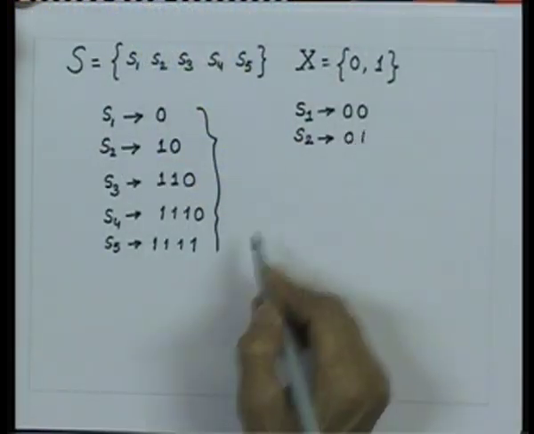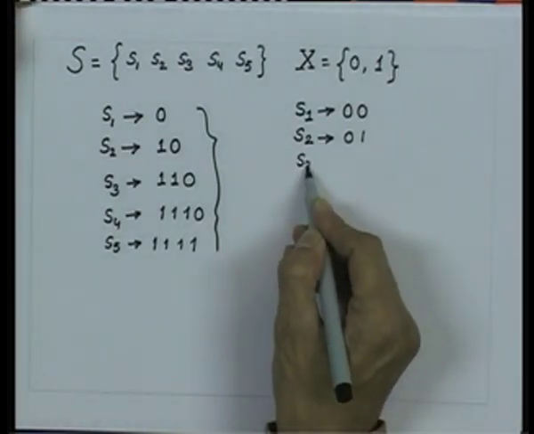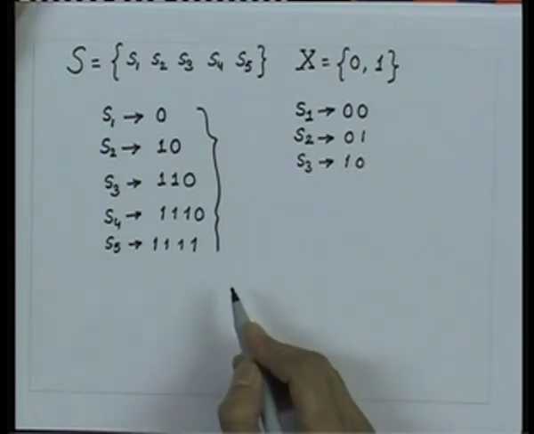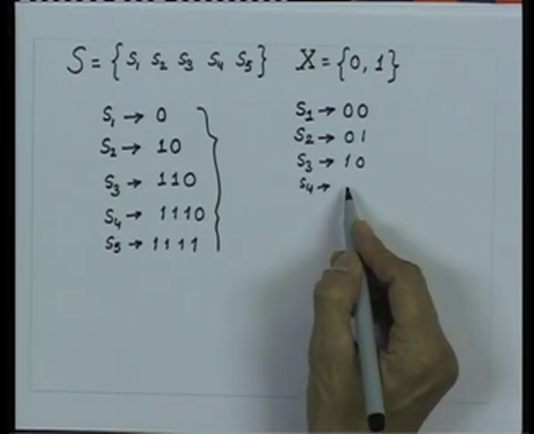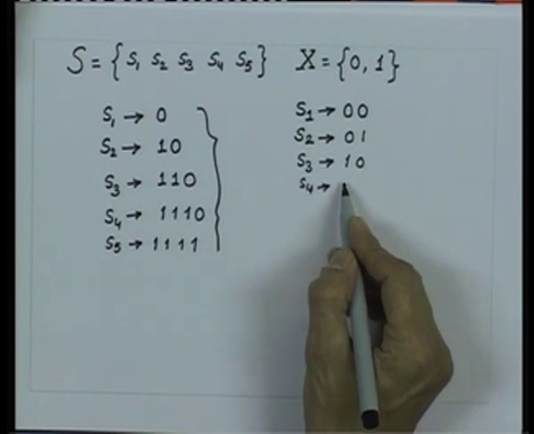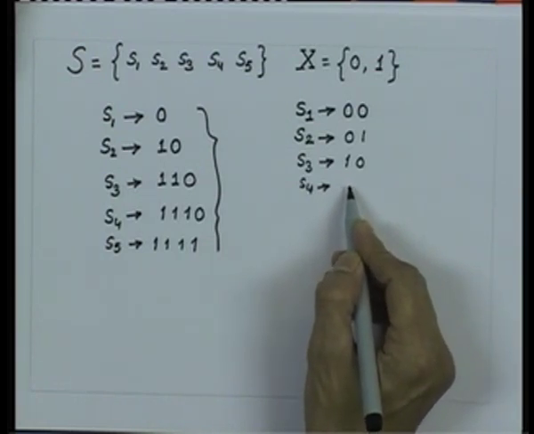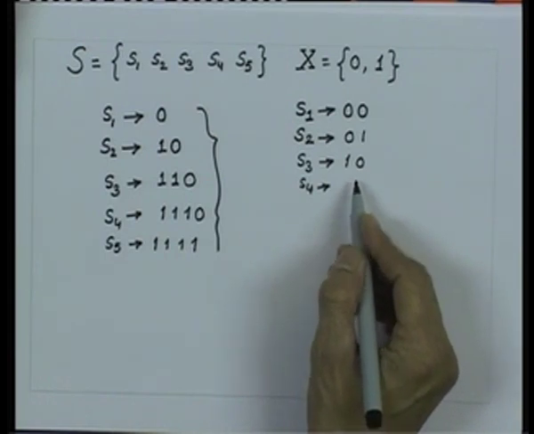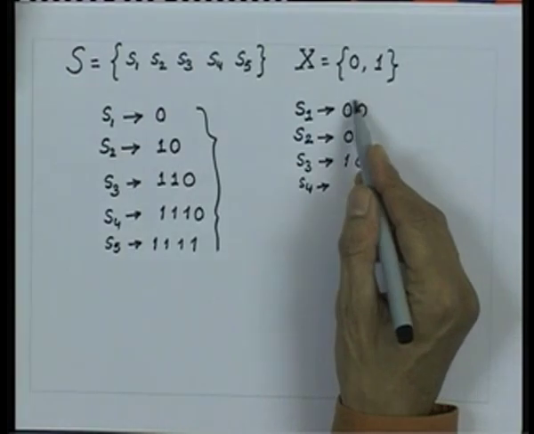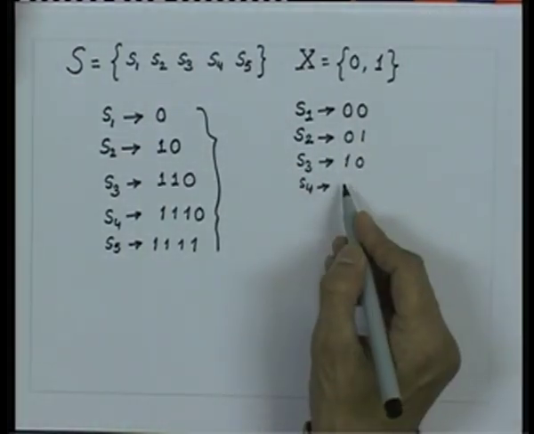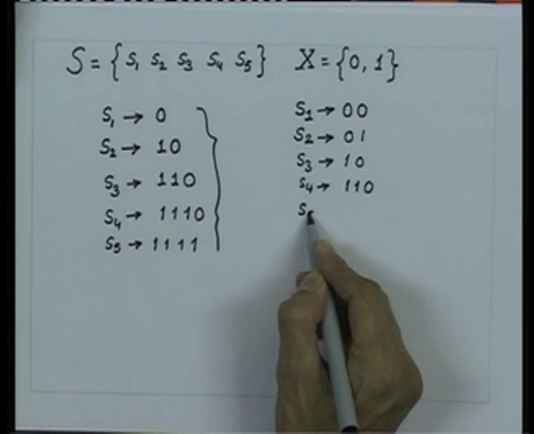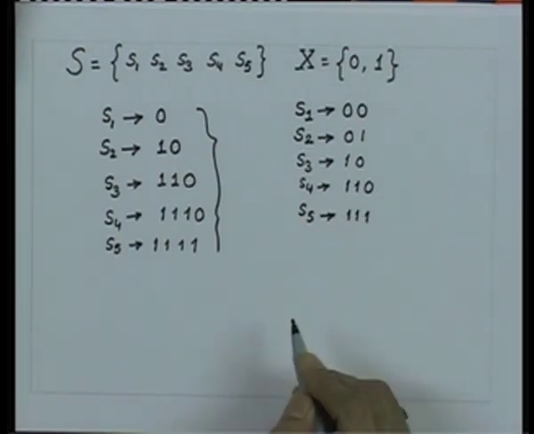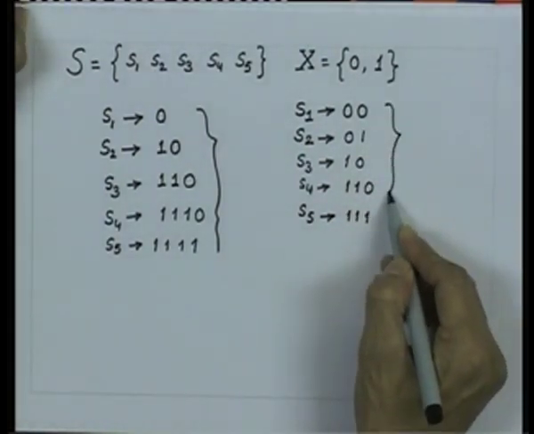So what I will do basically is assign to S2 as 0, 1, to S3 I will assign 1, 0, to S4 I cannot assign 1, 1, because if I assign 1, 1, then I would not have anything remaining to be assigned to S5 in a way where none of these code words form a prefix. So the only way for me to assign S4 is 1, 1, 0, and now for S5 I can assign 1, 1, 1.